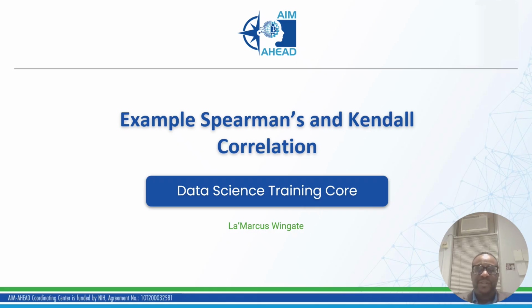So first, let's discuss the Spearman correlation. This method assesses how well the relationship between two variables can be described using a monotonic function. It's based on the ranks of the data rather than their actual values, which makes it ideal for non-parametric data.